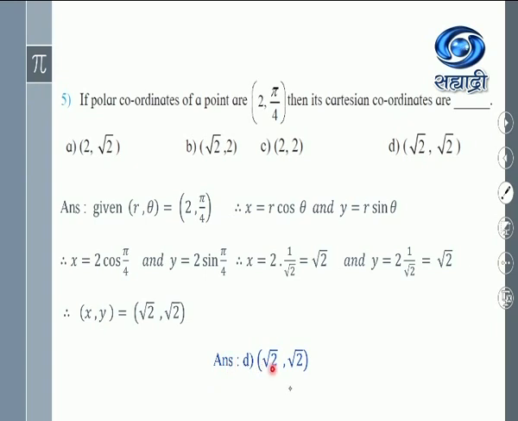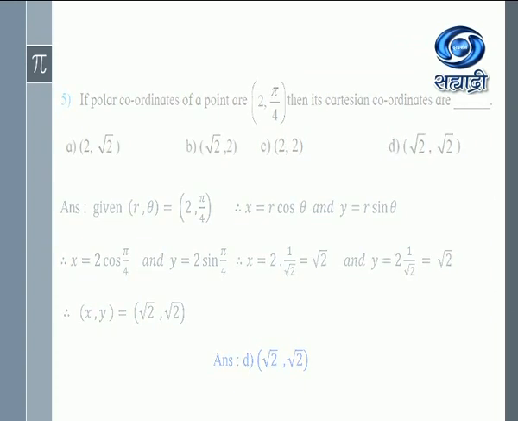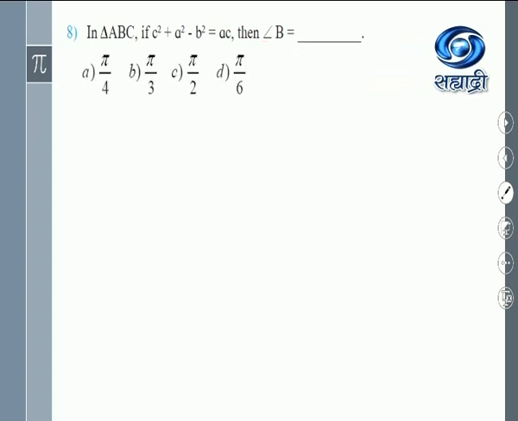Therefore, the correct option is D, that is root 2. Are you getting how we are finding the answers for MCQs? Now number 8. In triangle ABC, if c² + a² − b² = AC, then angle B is equal to. The four options are given: A) π/4, B) π/3, C) π/2 and D) π/6. Now the sine rule, cosine rule and projection rule we have done in detail.